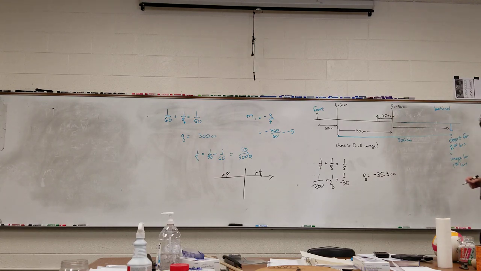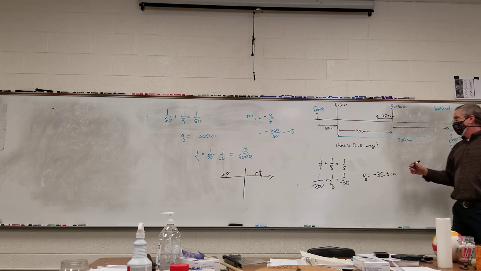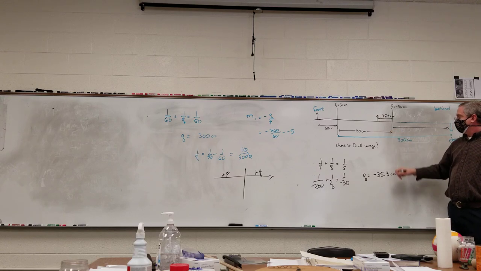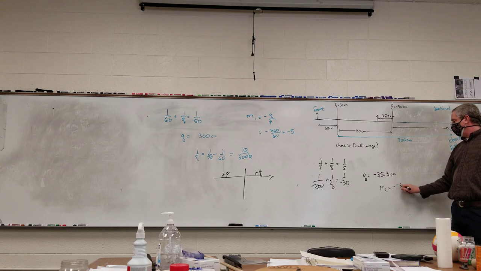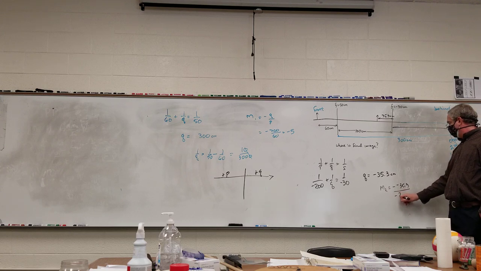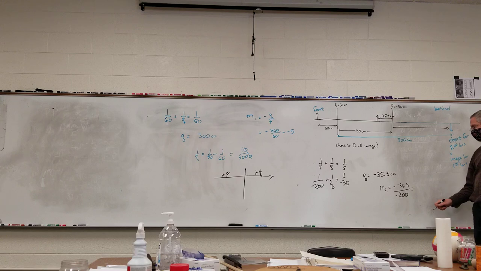That's why this is all electric here, and probably why most websites, when you look for the dual lens system, decide to ignore it. The magnification 2 would be negative 35.3 over negative 200, which ends up being a negative, whatever that is, 0.1765.